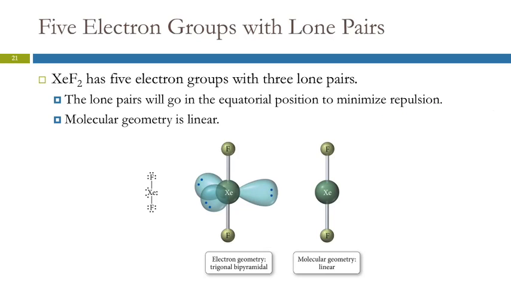What's happening here is we have 5 groups, trigonal bipyramid, but we've got 3 lone pairs. And so the 3 lone pairs go around the equator where they have more space. And so the result is a linear molecule.